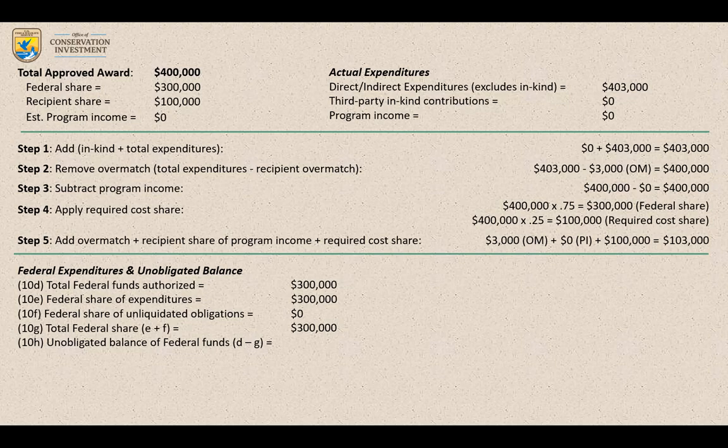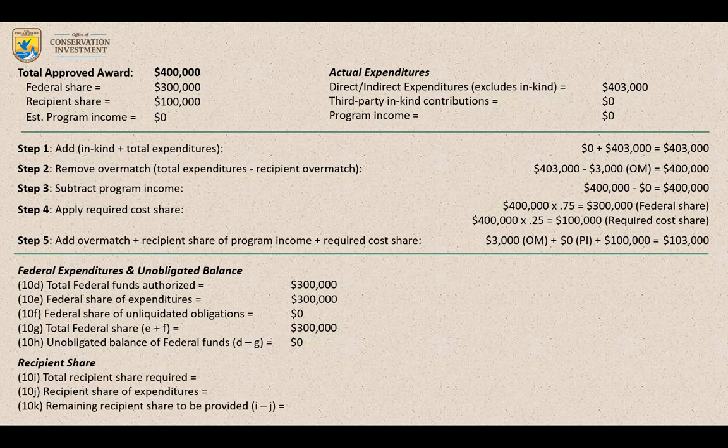Lastly, in Field 10H, the recipient reports any unspent federal funds remaining at the end of the federal award. This value is determined by subtracting the value in 10G from the value in 10D. In this scenario, the recipient expended all the federal funds, as this amount is 0.